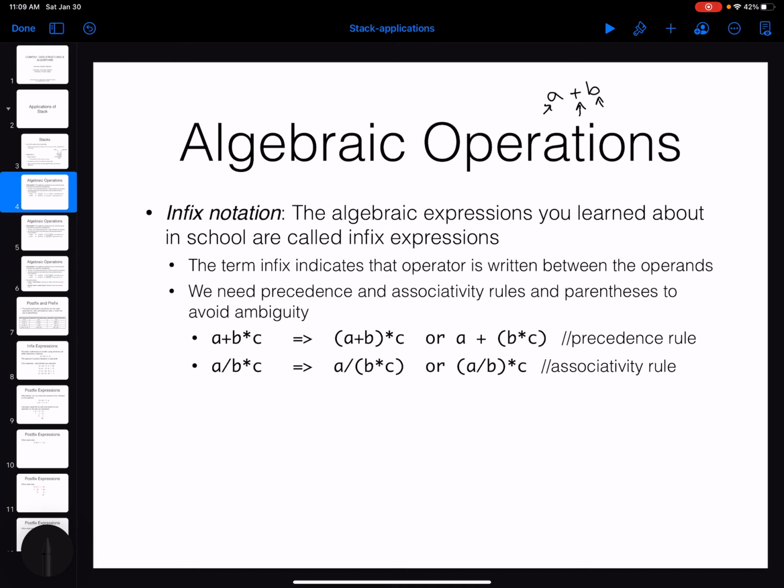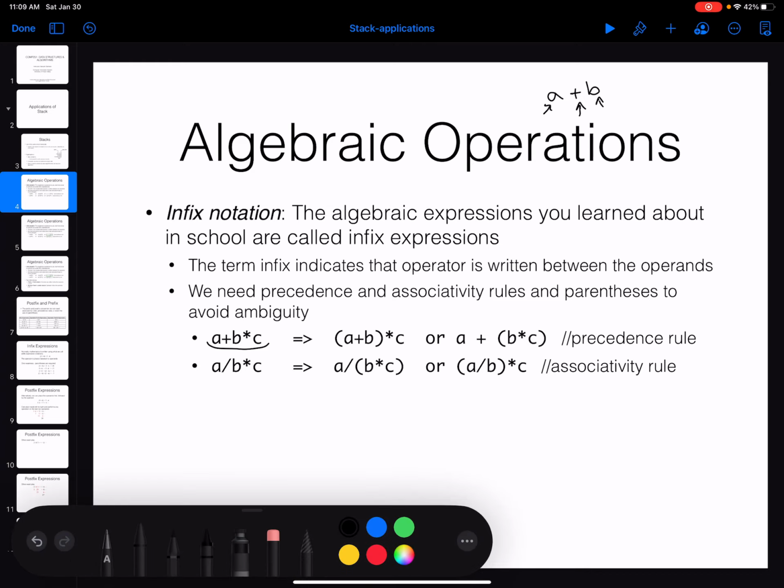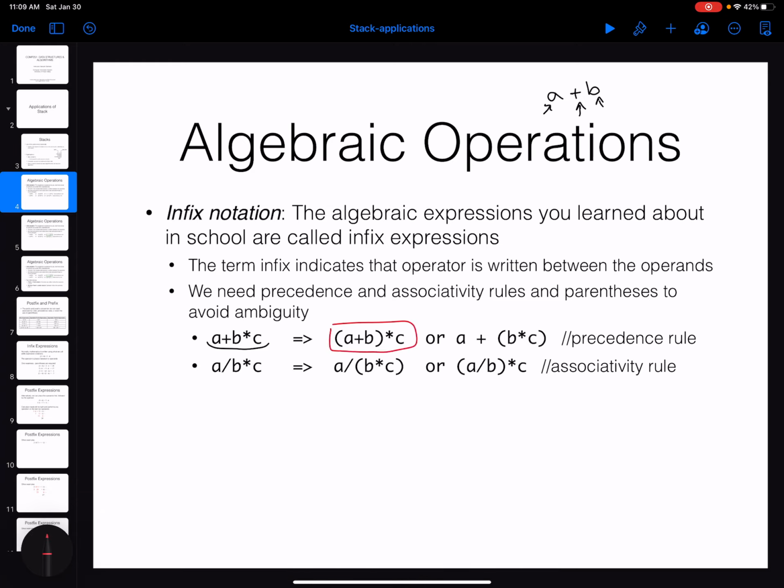So if you see an expression like this, a plus b multiplied by c, you can see that there are two different ways to interpret this expression. I can understand this expression and interpret it as first add a plus b and then multiply the result by c. Okay, this is one interpretation. The other one is that first multiply b by c and then add the result to a. So which one is the correct interpretation?